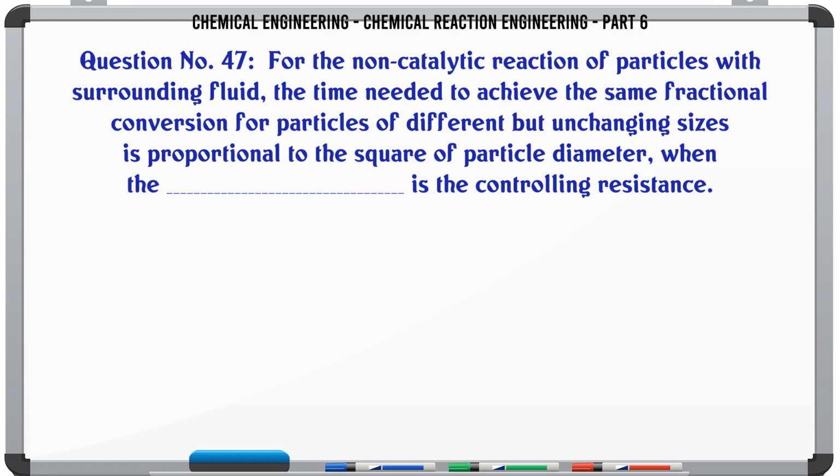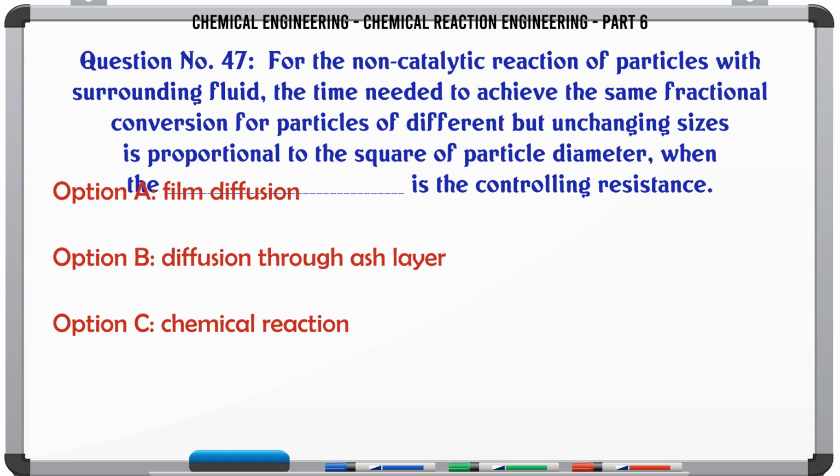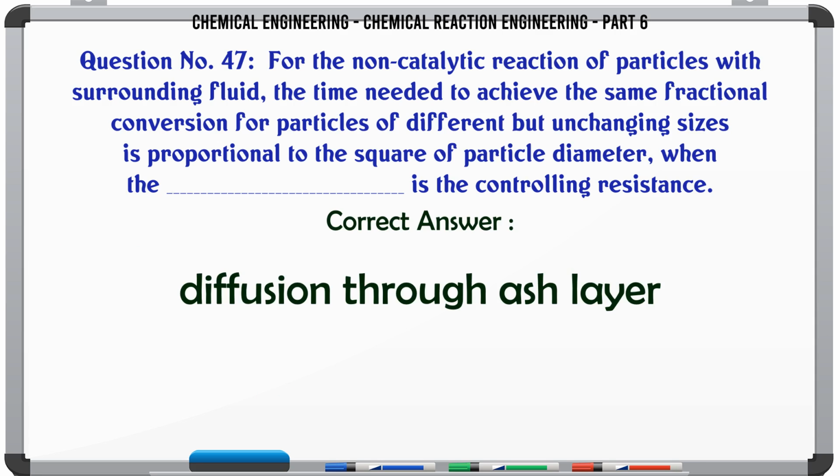For the non-catalytic reaction of particles with surrounding fluid, the time needed to achieve the same fractional conversion for particles of different but unchanging sizes is proportional to the square of particle diameter when blank is the controlling resistance. A. Film diffusion. B. Diffusion through ash layer. C. Chemical reaction. D. Either A, B or C. The correct answer is diffusion through ash layer.